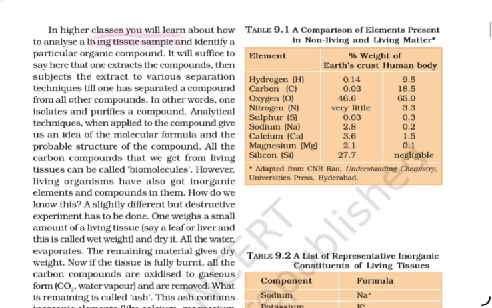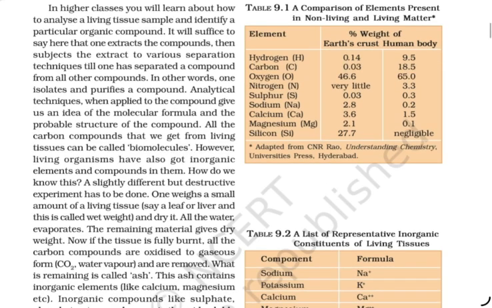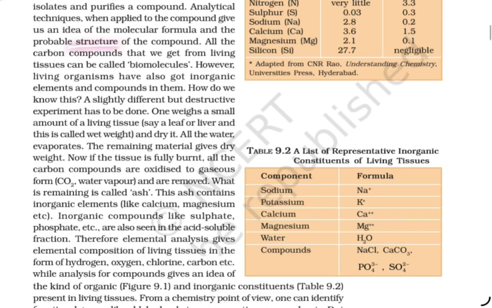In higher classes, you will learn how to analyze living tissue samples and identify a particular organic compound. It will involve a specific extract of a compound, then subjecting the extract to various separation techniques till one has separated a compound from all other compounds. In other words, one isolates and purifies a compound. Analytical techniques, when applied to a compound, give us an idea of the molecular formula and probable structure of the compound. All carbon compounds we get from living tissue can be called biomolecules.